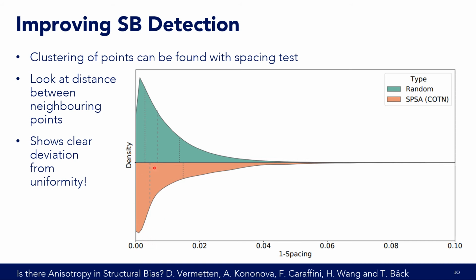And we see that the mean and the quantiles are very much different, and indeed, running a KS test on this shows that this is definitely not the same distribution as this. So again, we have a clear deviation from uniformity that was not detected with the original testing procedure.